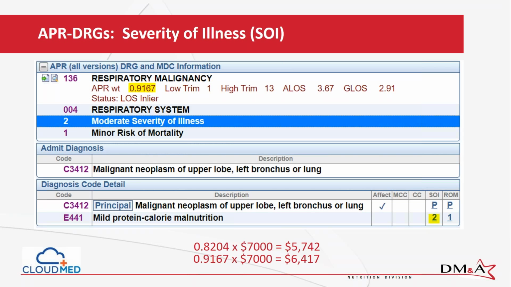Moving on to add the MCC. Yes. Sandy, can I ask you a question about that quick? When we're looking at the calculation there, if there's any other CCs or MCCs that impact the severity of illness, that would get added on, right? And that could change the dollar amount as well. Absolutely, in addition to malnutrition.